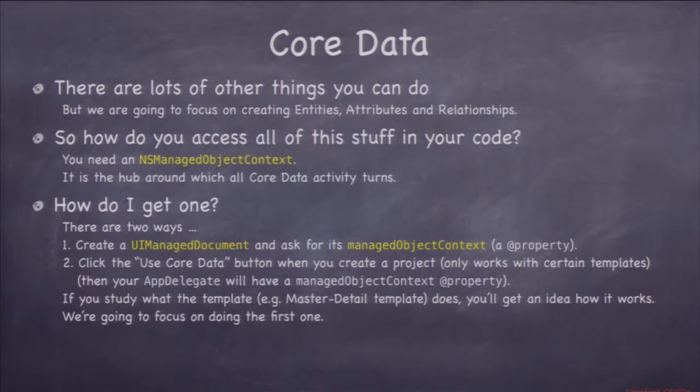If you create a new project and say master detail instead of single view controller, it'll actually have a button that says use Core Data, and when you create that new one, you'll see a whole bunch of Core Data code that does all this business in there. But there's no need for you to go look at that. UIManagedDocument is a much simpler, cleaner way to get yourself an NSManagedObjectContext, which is what we're trying to do.